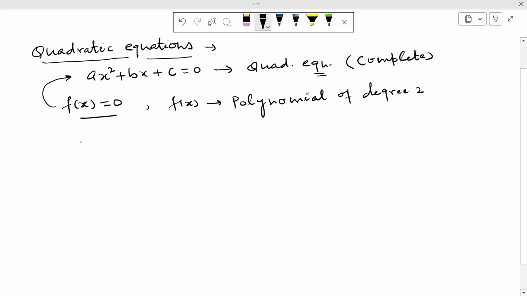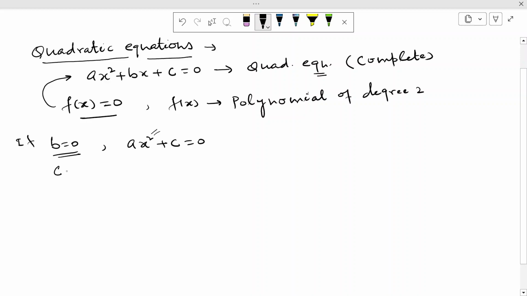If you are having this b equals to 0, then you have ax square plus c equals to 0. Here you again have a quadratic term, meaning a degree 2 term, this x square. So this is again a quadratic equation.